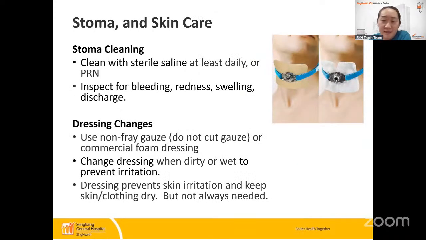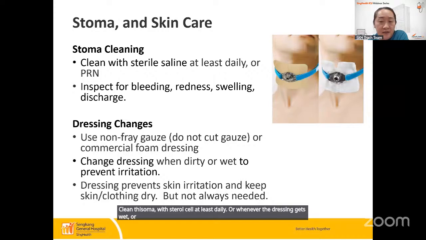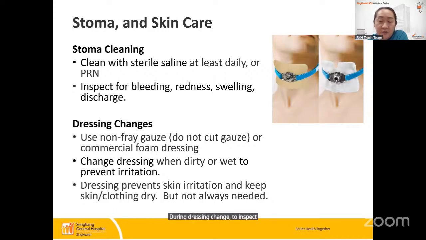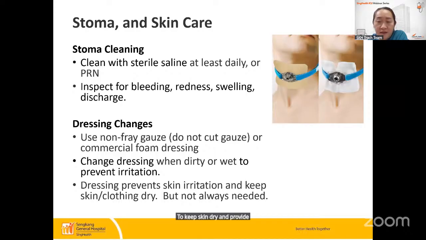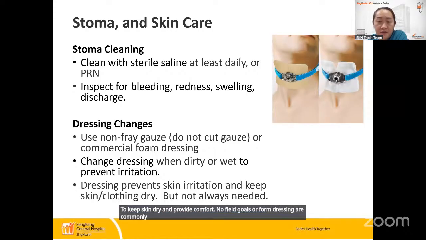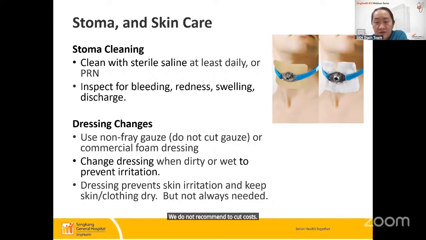Clean the stoma with sterile saline at least daily, or whenever the dressing gets wet or dirty, to prevent skin irritation. During dressing change, inspect the stoma site for bleeding, redness, swelling, and discharge. To keep skin dry and provide comfort, non-filling gauze or foam dressing is commonly used under the tracheostomy flange. We do not recommend cutting gauze, as a loose thread may enter the airway.